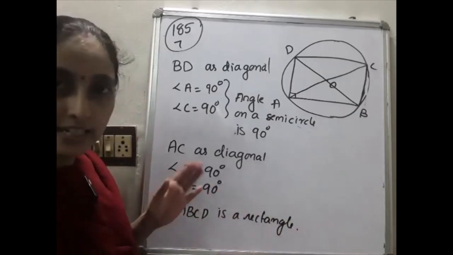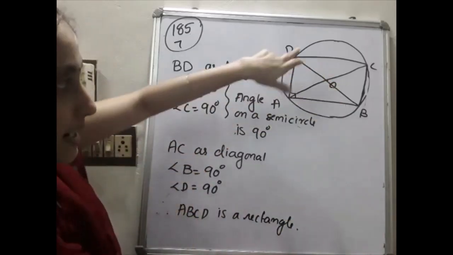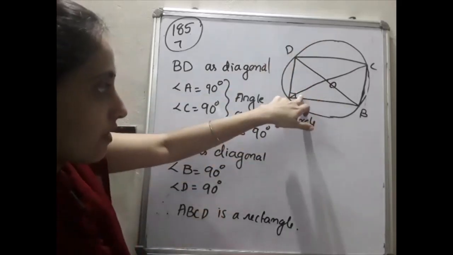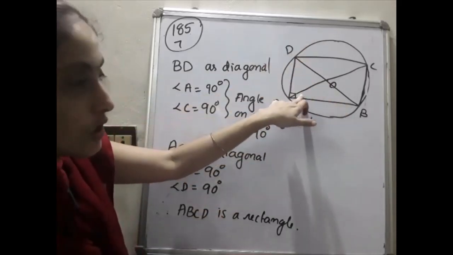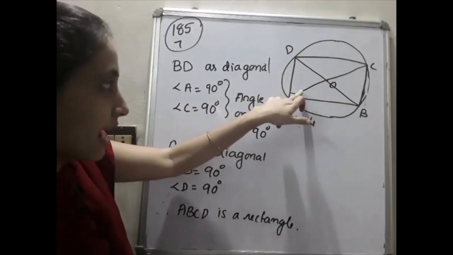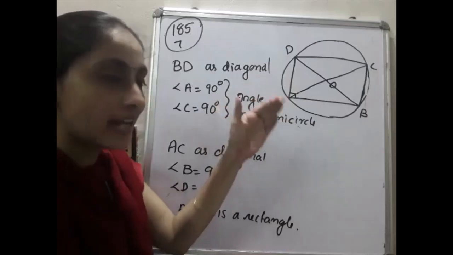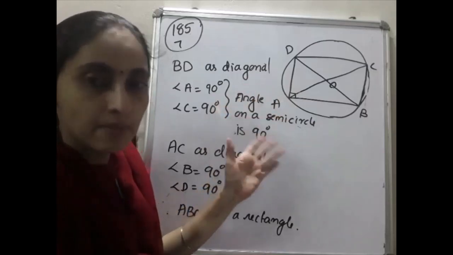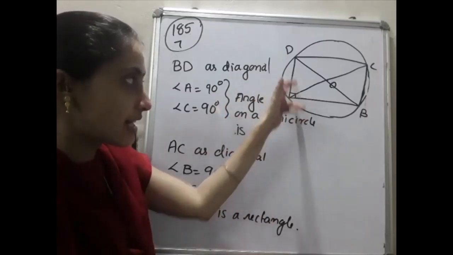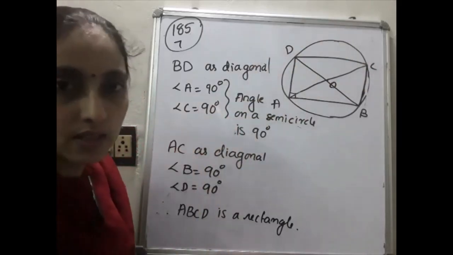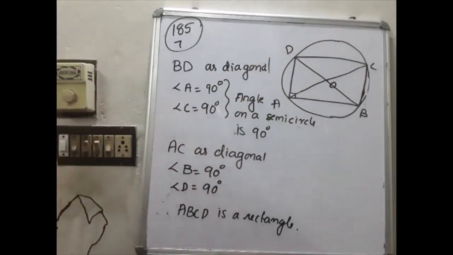Okay, hope you clear this one. Or otherwise what we can write is, we know that it is a cyclic quadrilateral. So angle A, while considering BD, is equal to 90 degree. And if this is 90 degree, this will be equal to 90 degree. How? Because opposite angles of a cyclic quadrilateral sum to 180 degree. So this is 90 degree, so this will be equal to 90 degree. Likewise you can write; otherwise you can choose this method. Okay, so please write down.